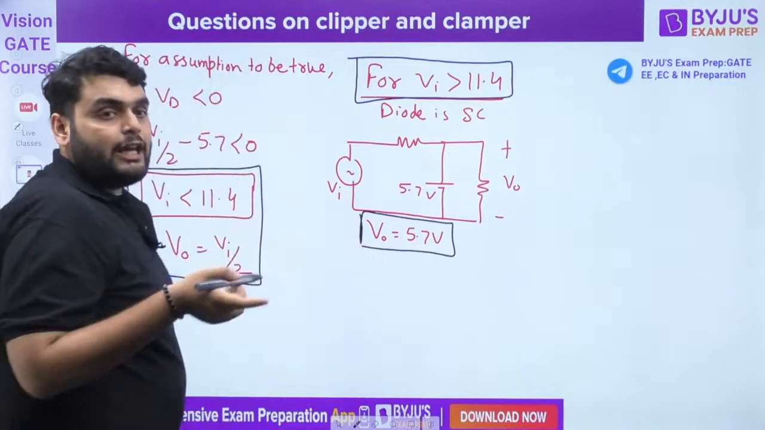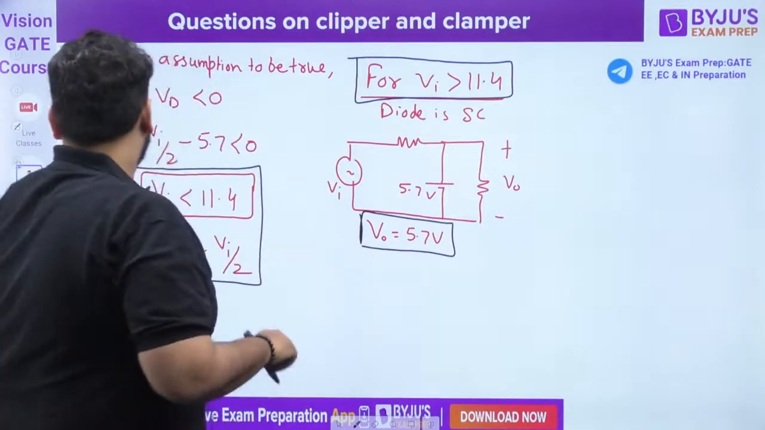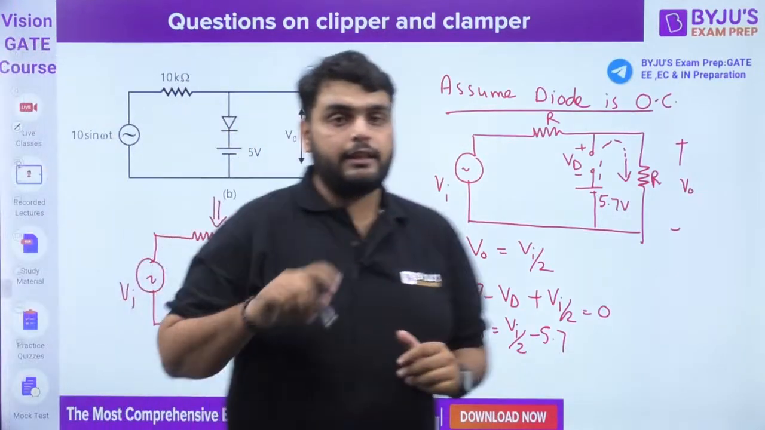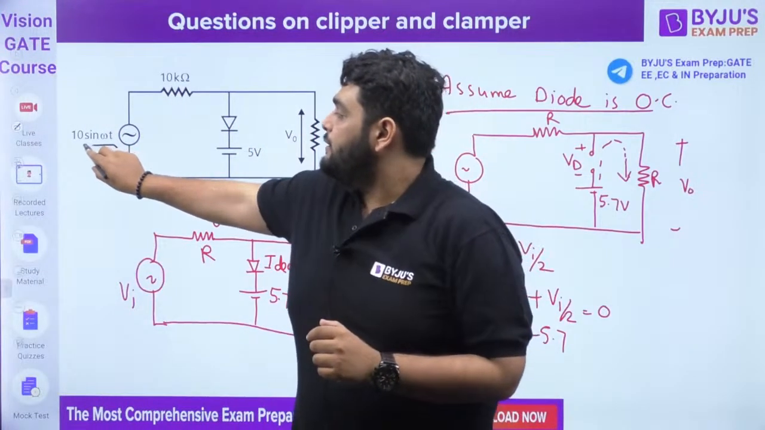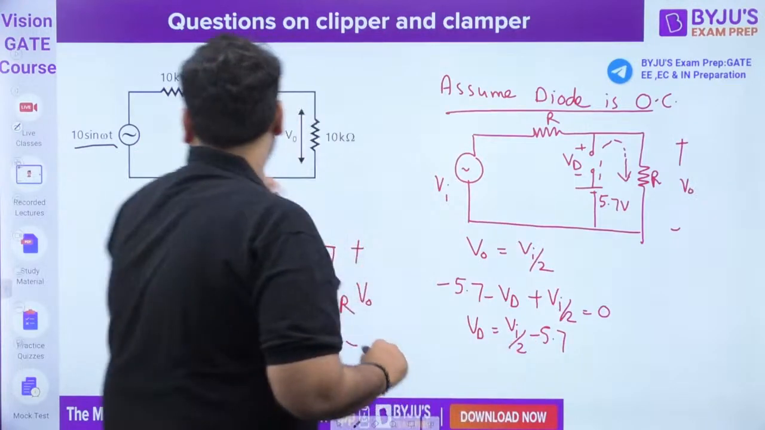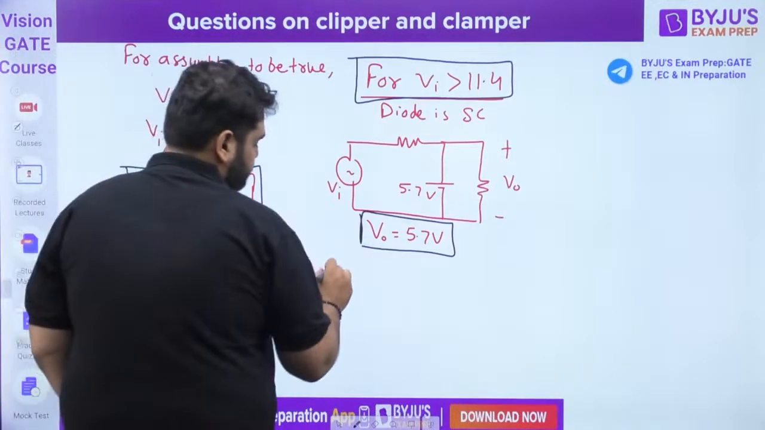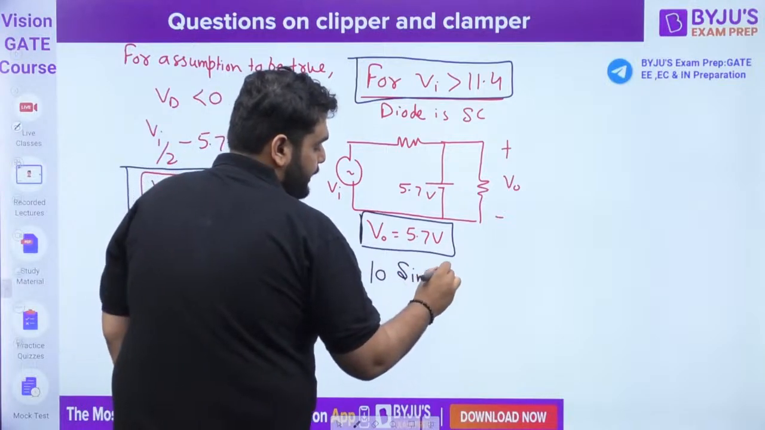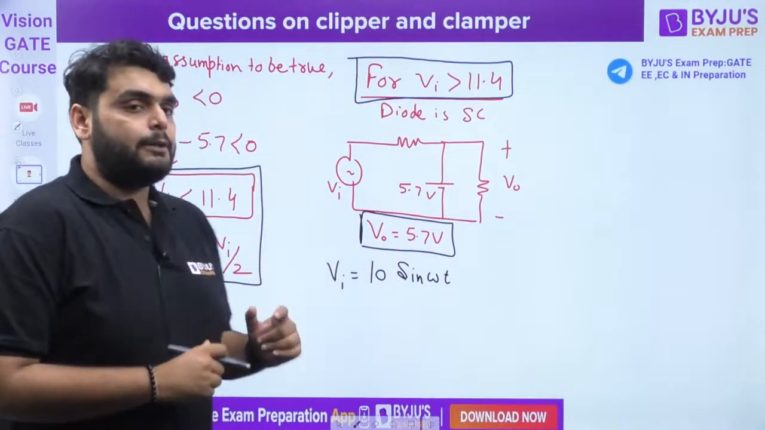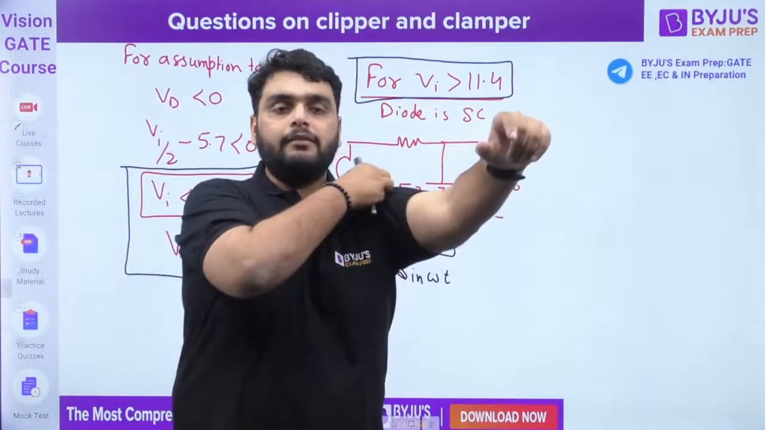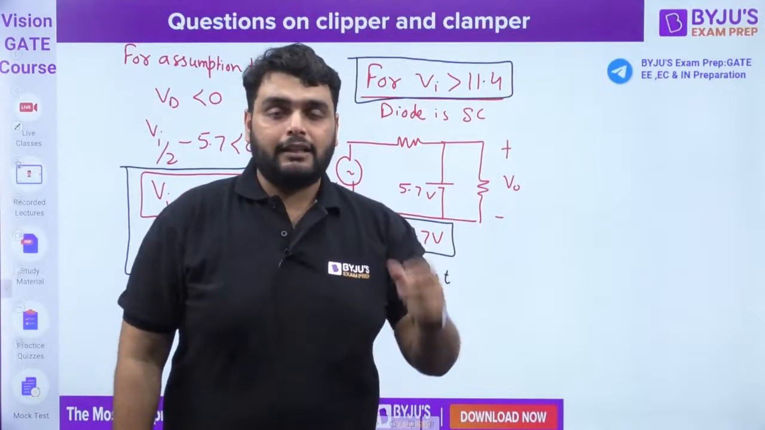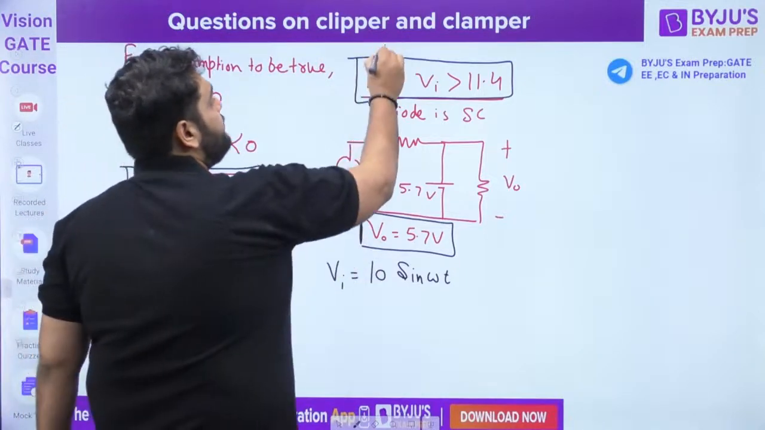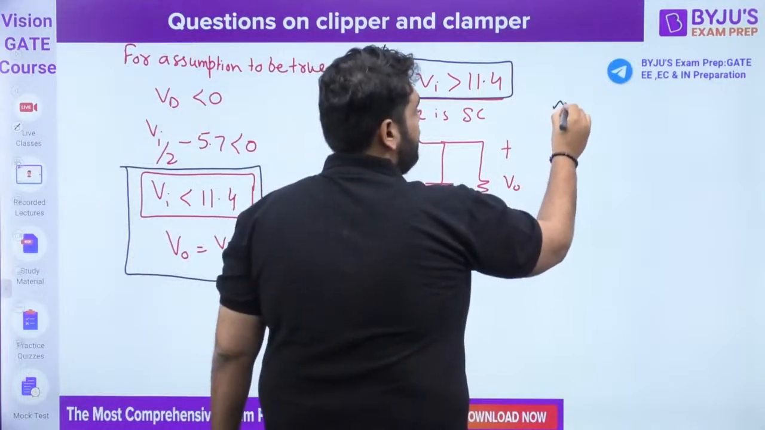Now check what is the input voltage given. If you see carefully, the input voltage is 10 sin omega t. It means the input lies between 10 and minus 10, and because of that, this second condition will not come in the picture.